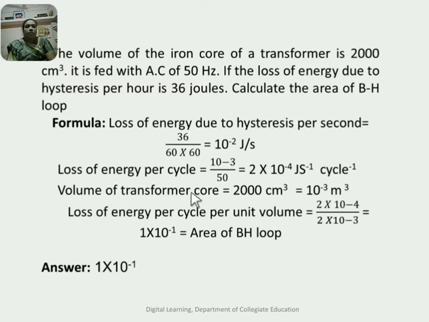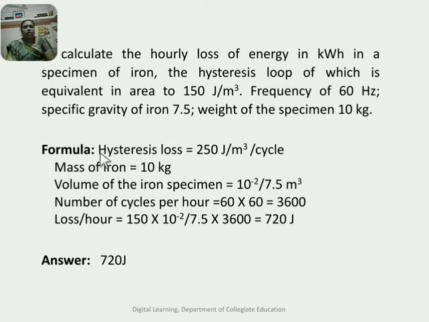Next, volume of the transformer core is equal to 2000 centimeter cube. Then here we are calculating loss of energy per cycle per unit volume. That is equal to loss of energy per cycle, that is 2 into 10 to the power minus 4, divided by the volume of the transformer core. Then it is calculated as 1 into 10 to the power minus 1, which is the area of the BH loop. So students, loss of energy per cycle per unit volume is equal to the area of the loop.